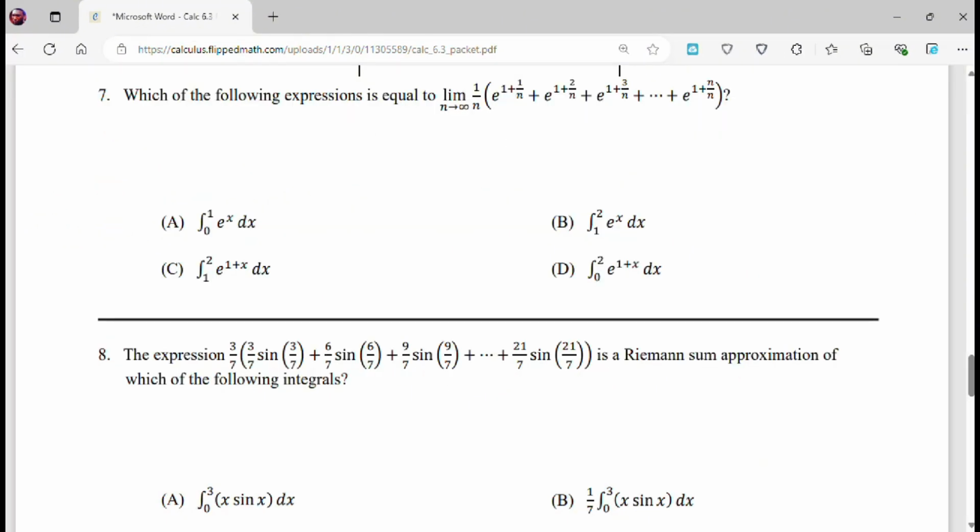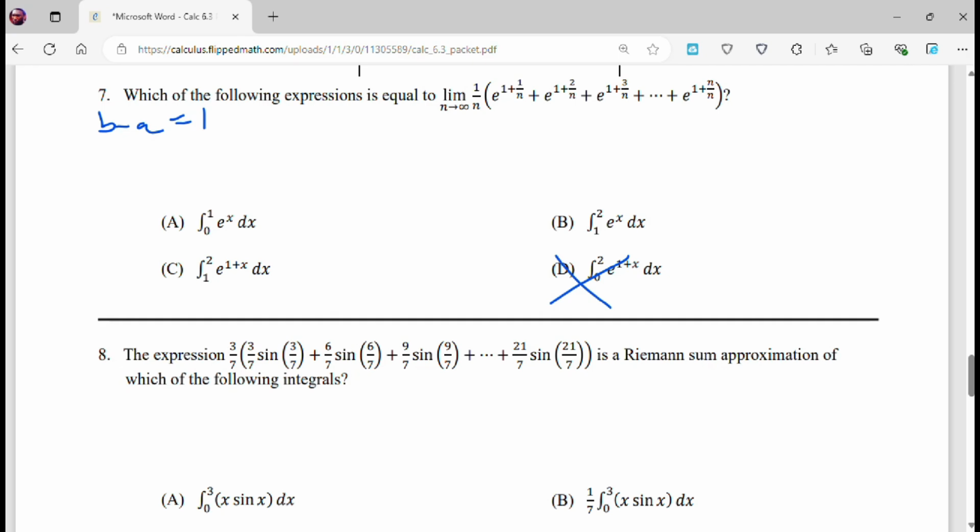Alright, next question we have is which of the following expressions is equal to the limit as n approaches infinity of 1 over n, and then we have e to the 1 plus n over n. Alright, so what do we know? b minus a is equal to 1. So what can we do? We can eliminate D automatically because 2 minus 0 is 2, not 1.